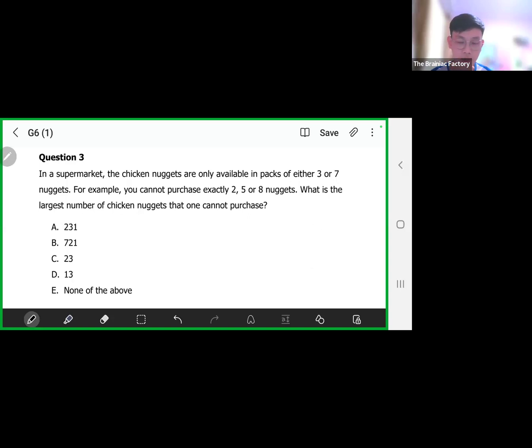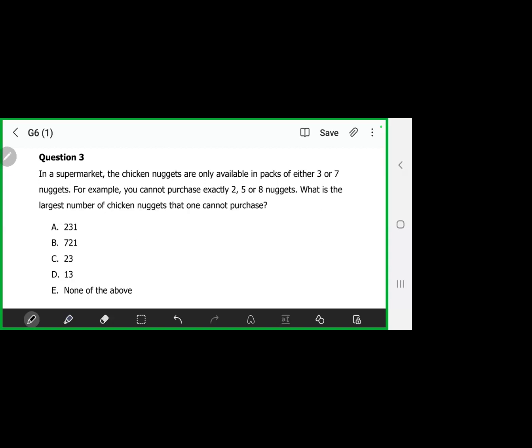Okay, question 3. Can anyone read the question for me, please? Can you? In a supermarket, the chicken nuggets are only available in packs of either 3 or 7 nuggets. For example, you cannot purchase exactly 2, 5, or 8 nuggets. What is the largest number of chicken nuggets that one cannot purchase?